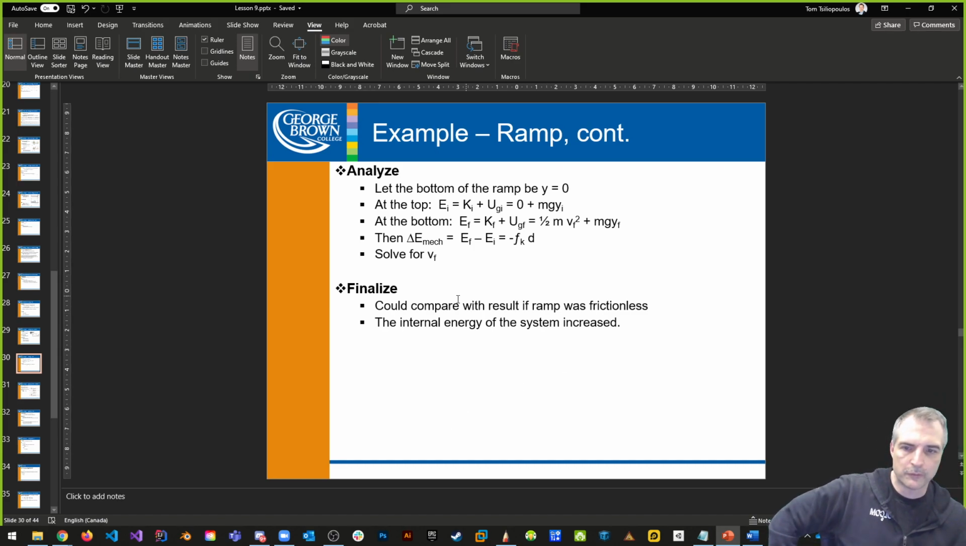One thing we could do is compare the result if the ramp was frictionless to the result if the ramp has friction, so we can compare one system to the other. And then what happens to that energy? The energy is not lost; it's being transferred into other forms. For example, sound energy is transferred out of the system because the crate may screech all the way down the ramp, as well as heat, internal energy.